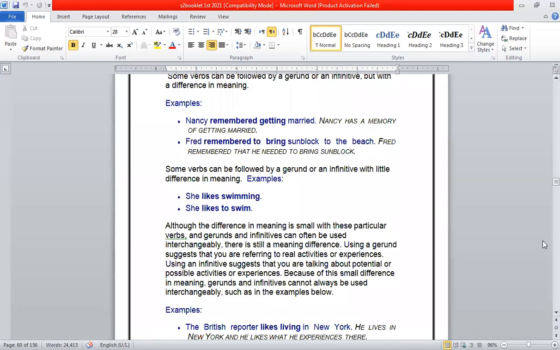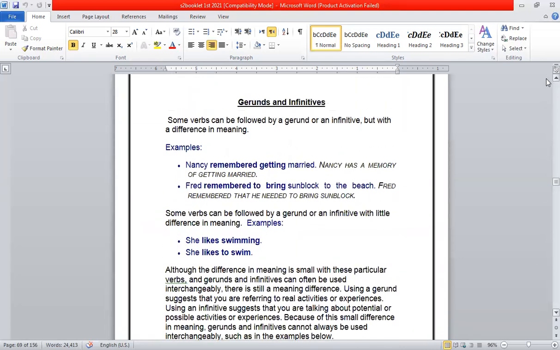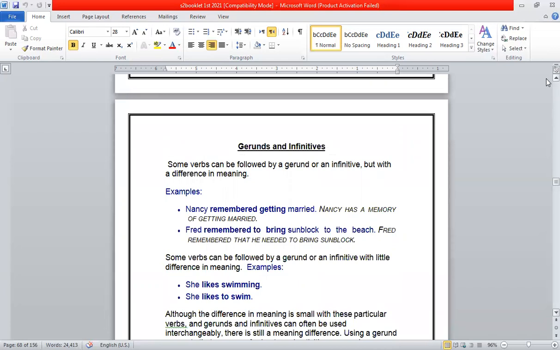Okay, this is the rest of the lesson, the important part. Some verbs can be followed by a gerund or an infinitive, but with a difference in meaning. So this is important. Note this part, it's important. Why? Because some verbs can be followed by either the ing or the infinitive form with a difference in meaning.